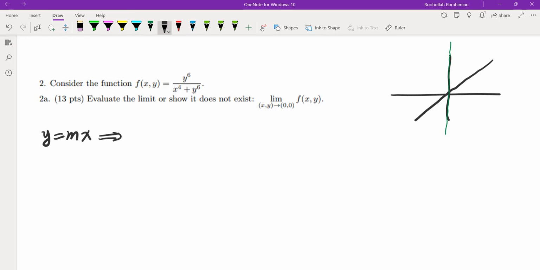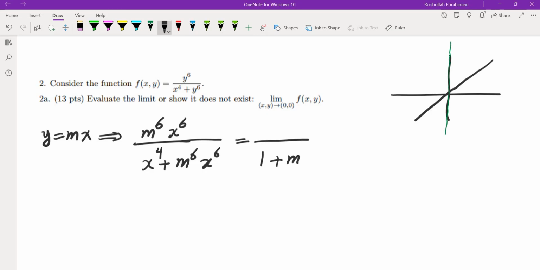So if you plug in y equals mx, we get m to the 6, x to the 6, divided by x to the fourth plus m to the 6, x to the 6. So we can simplify x to the fourth.